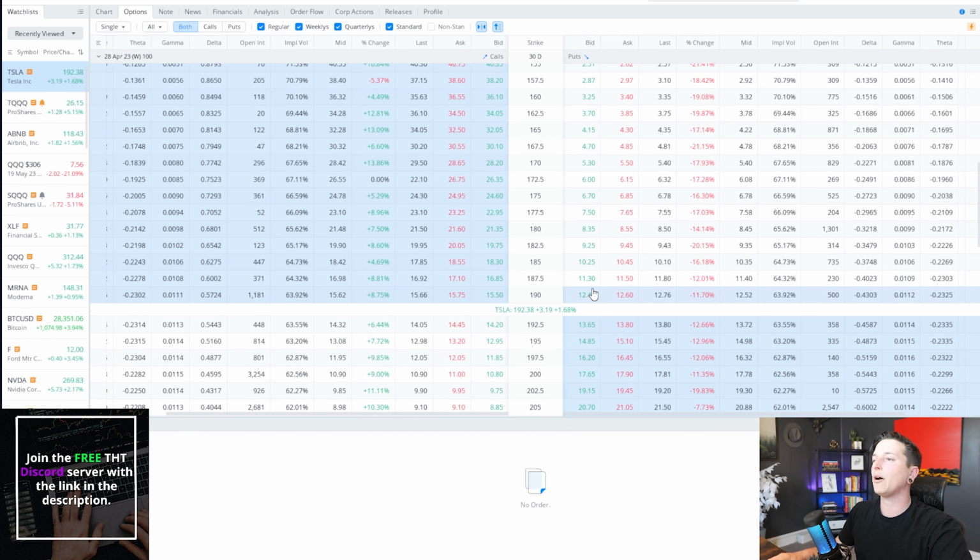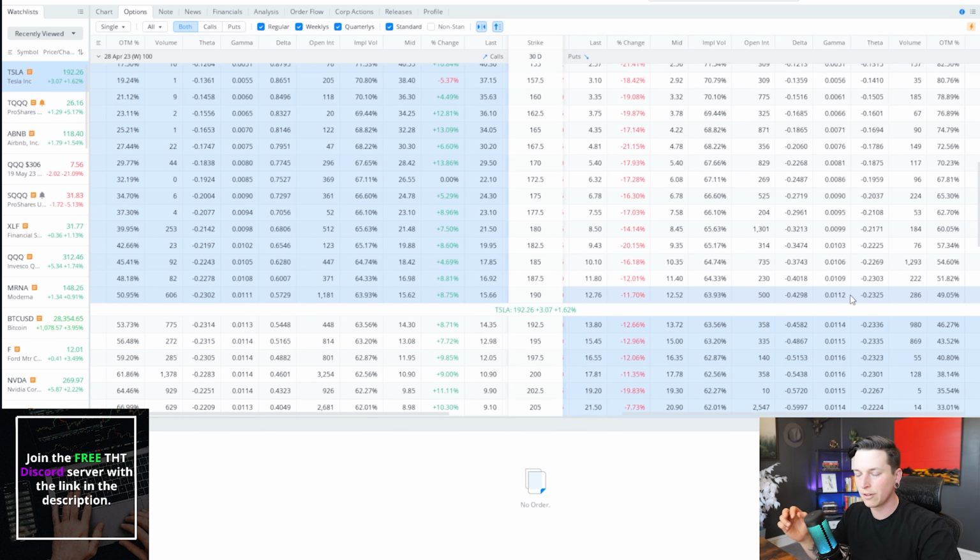You can see that right now we do have a decent spread, with the last price being about 12.76 and the mid sitting at about 12.52. So at a glance, the best thing that you need to be looking for is volume, good open interest, and not high implied volatility.